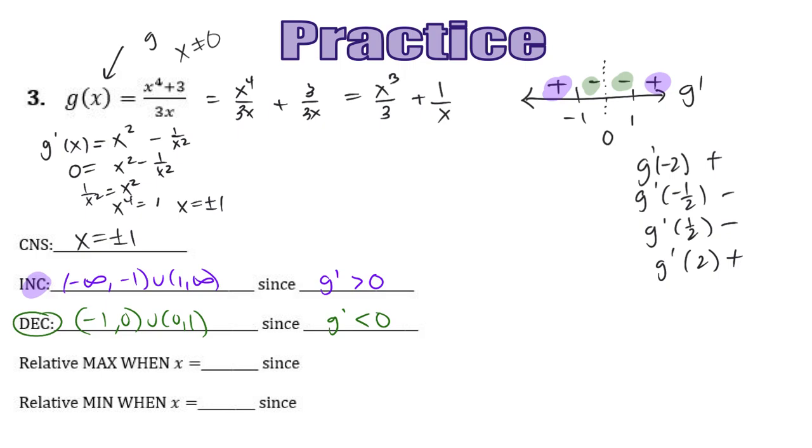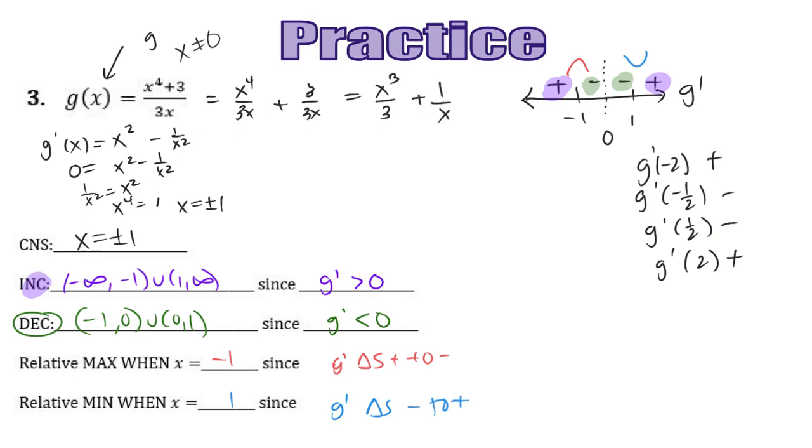Lastly, we're going to talk about extrema. If we change from increasing to decreasing, there's a relative maximum when x is equal to -1, since our derivative, not f, but g prime, changes from positive to negative, and there's a relative minimum at x equals +1, since g prime changes from negative to positive.